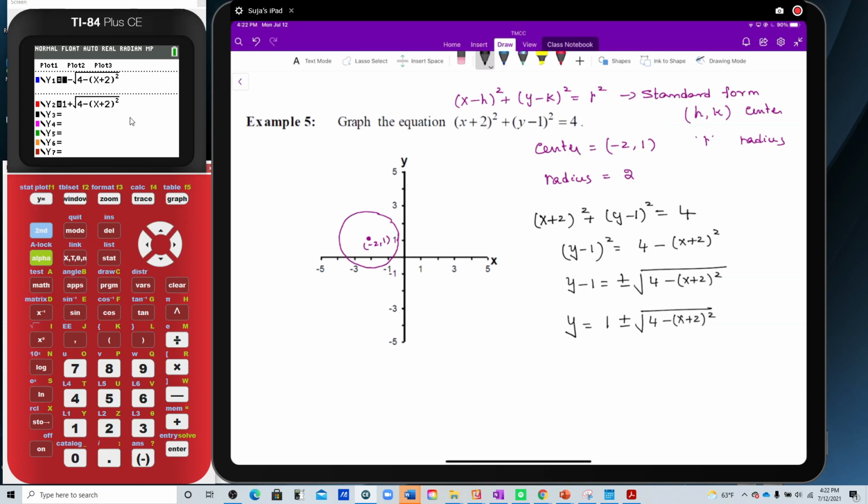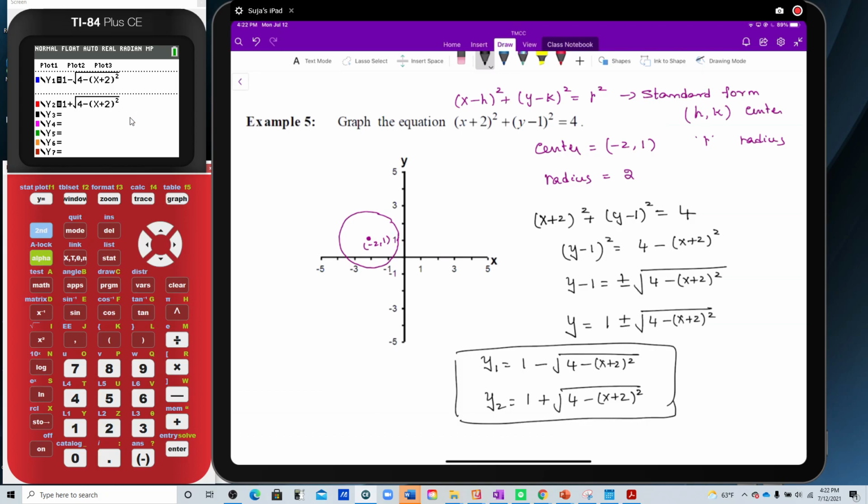This gives me two equations. The first one I'll call y1, 1 minus the square root of 4 minus (x plus 2) the whole squared. And the second one I'll call y2, which is 1 plus the square root of 4 minus (x plus 2) the whole squared. These are the two equations that I am inputting into the graphing calculator.